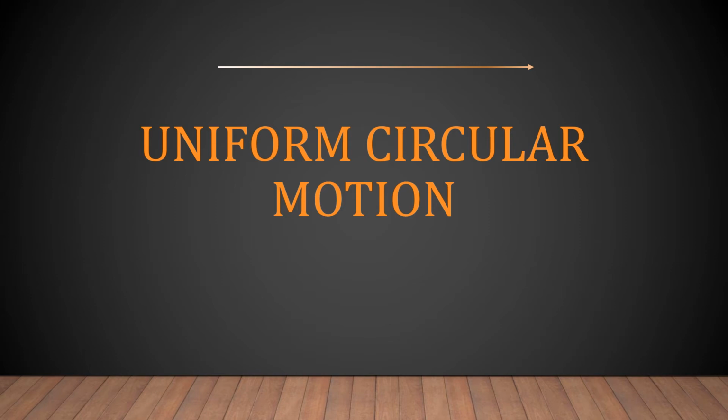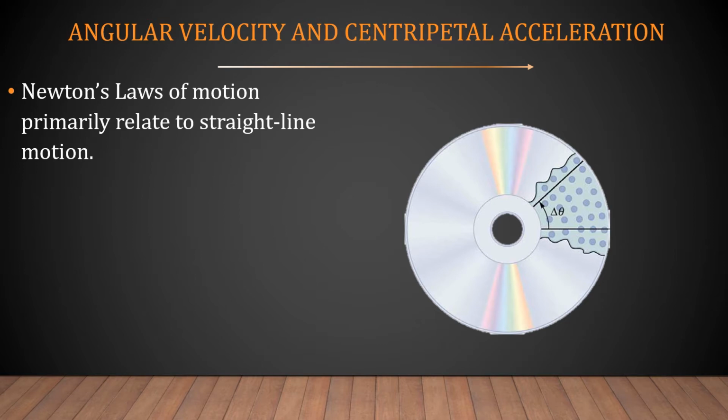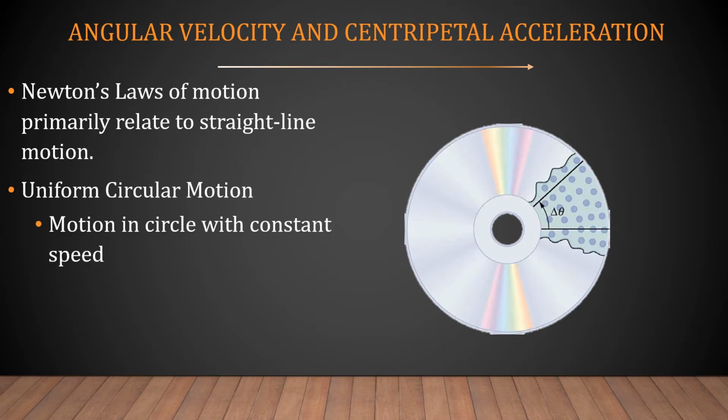Hello everyone. In this brief video, I want to introduce circular motion. As you know, Newton's laws of motion primarily relate to straight-line motion. Uniform circular motion is motion in a circle with constant speed.